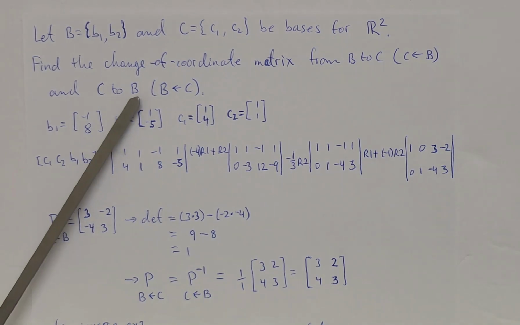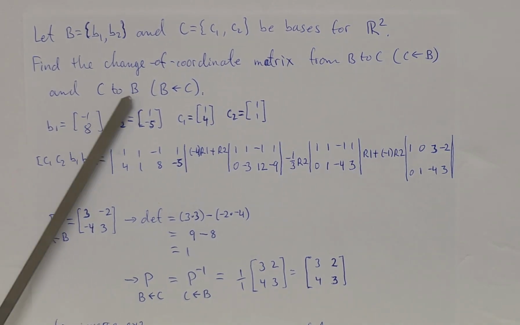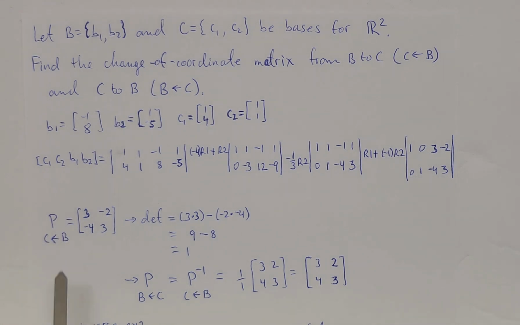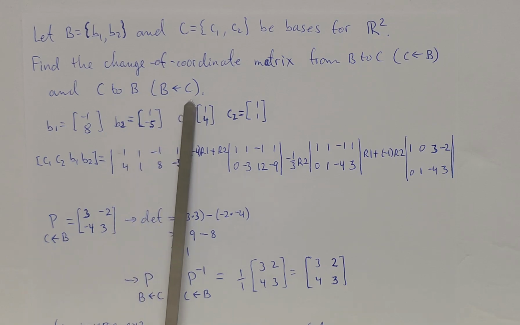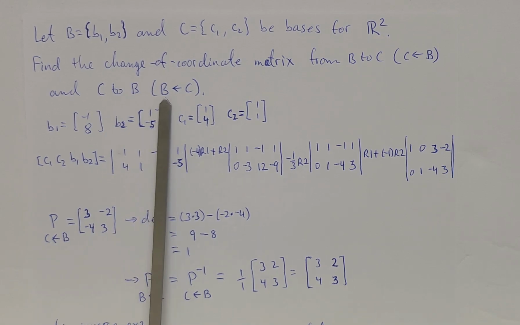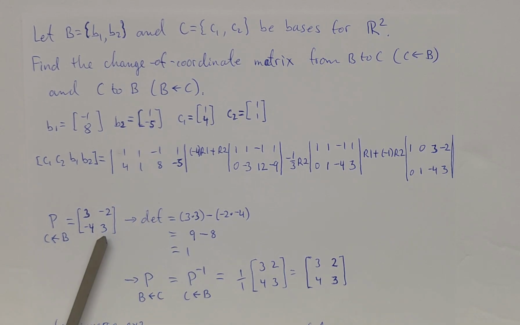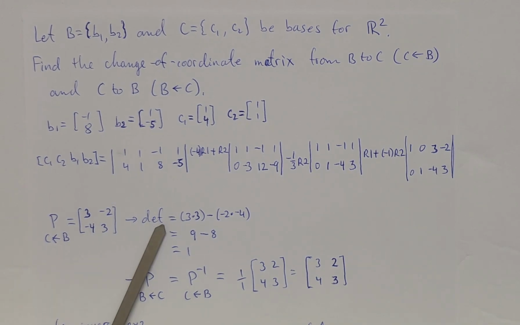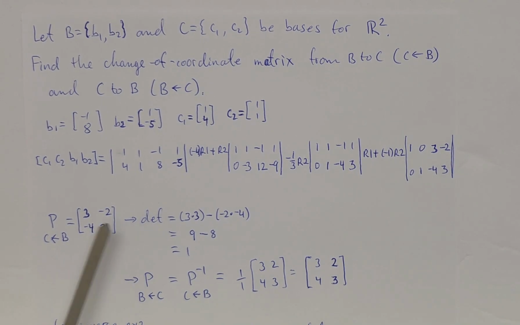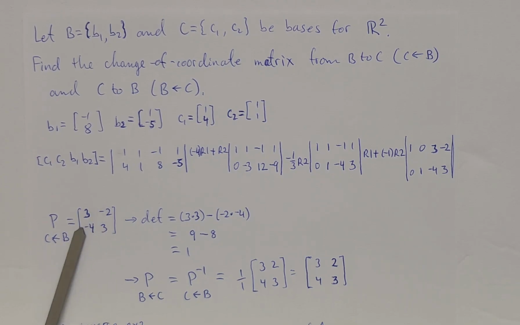Now we are looking for C to B. So we will find the inverse of this. Then we need the determinant. To find the inverse of this, we must find the determinant first.